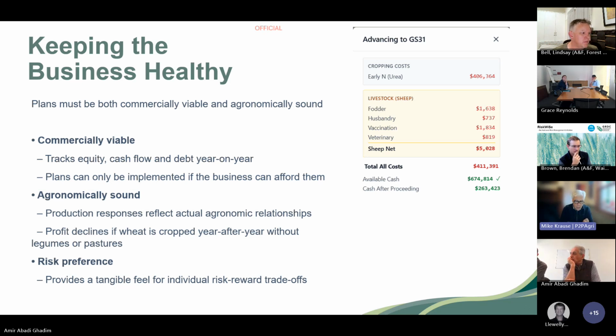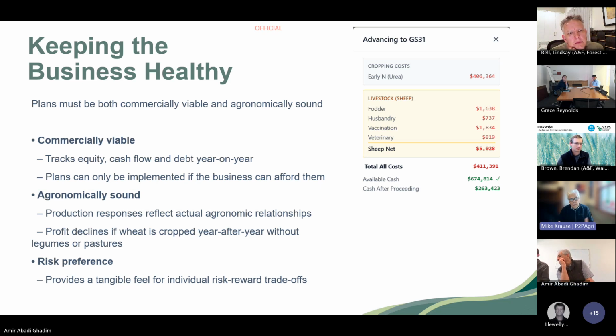on rotation selections, and so the ramifications of continuous cereals versus having legumes and pasture in it, a mixture of cropping and livestock, and also whether they want to participate in grain marketing and forward selling. So they're thrown into an environment to make decisions like that.